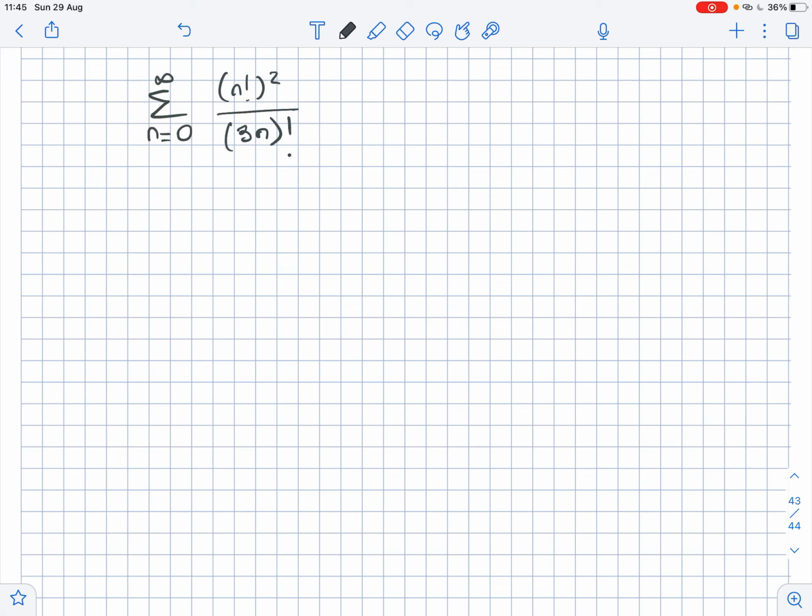We need to identify whether the given series is convergent or divergent. We will use the ratio test here. So before we use the ratio test, let's find the nth term of this series. So a_n equals (n!)^2 over (3n)!.